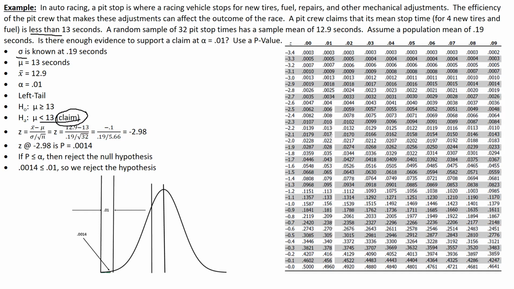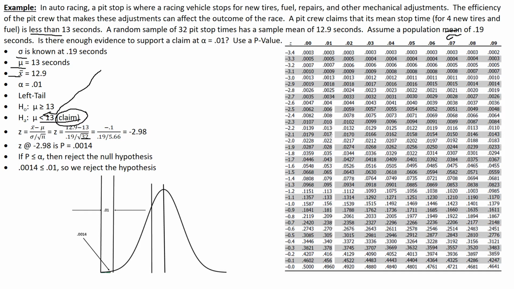A lot of numbers here, but let's sort them out. That should be not population mean, population deviation. So my deviation is 0.19 seconds. My population mean is 13 seconds. My sample mean, they said, is 12.9 seconds. And how many have they done? They've done 32 samples right down here. And I know it's left-tailed because in the alternate hypothesis the arrow is pointing towards the left. That's how I know it's left-tailed.